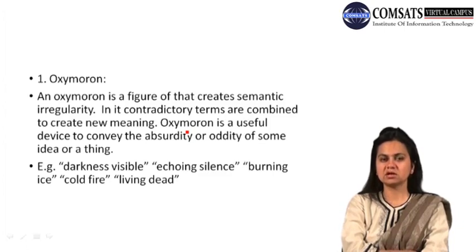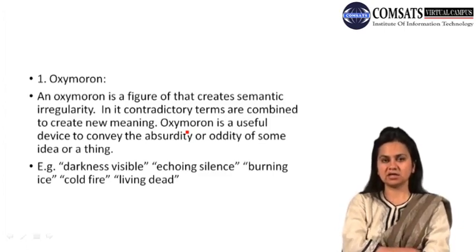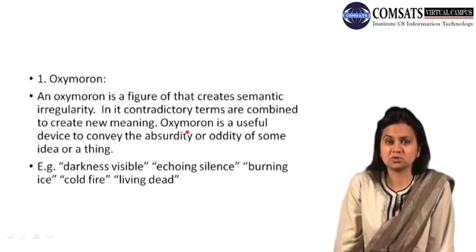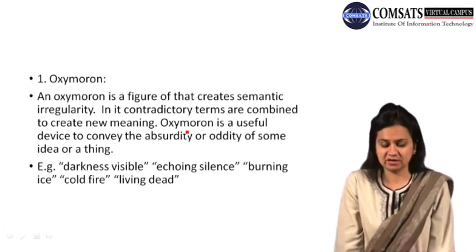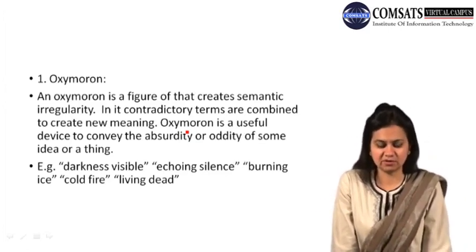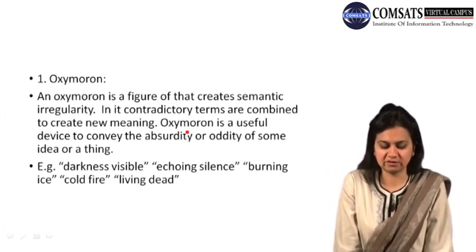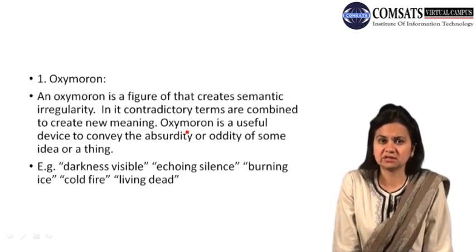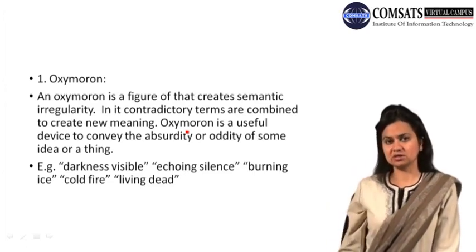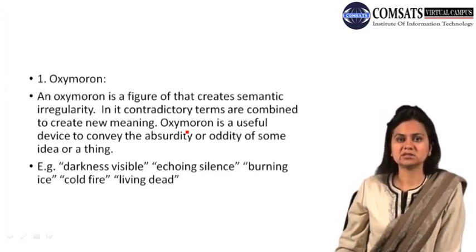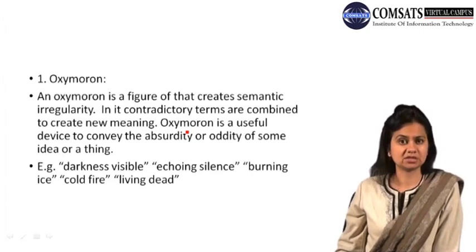Why are they oxymorons? Because they combine two opposite meaning words, two words which have opposing or contrasting meanings. What is cold cannot be associated with fire. What is burning cannot be associated with ice. What is living cannot be dead, and what is dead cannot be living. Darkness cannot be visible. Darkness is the complete erasure of sight or colors. And silence too cannot be echoing. It is just the absence of any sound which is referred to as silence.